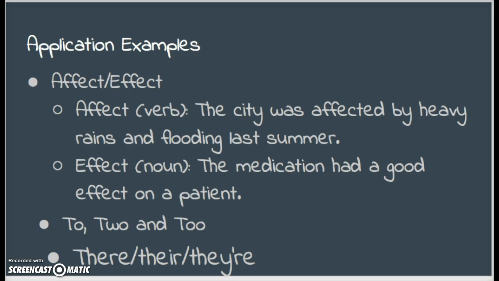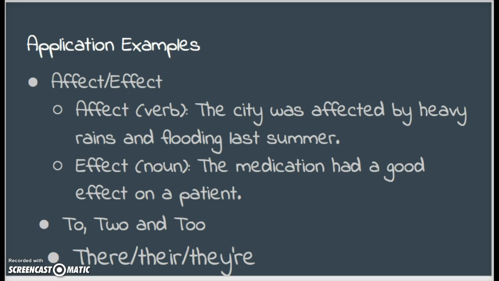Examples. Affect and effect. The word affect with an A is a verb. So the sentence would be, the city was affected by the heavy rains and the flooding last summer. This is because the city was affected and it acts as the verb for the noun. Effect with an E is a noun. The sentence would be, the medication had a good effect on the patient. The effect on the patient is a noun. It is the way that the patient is reacting to the medication.